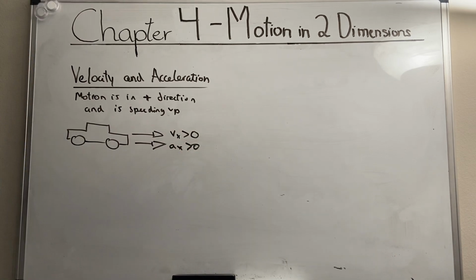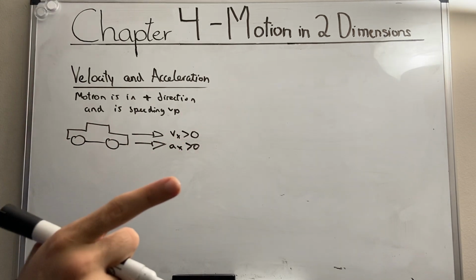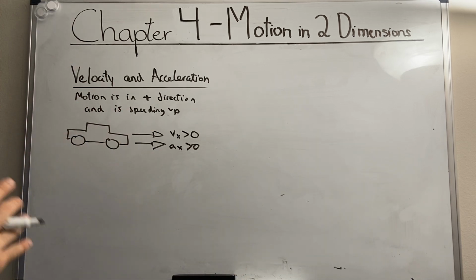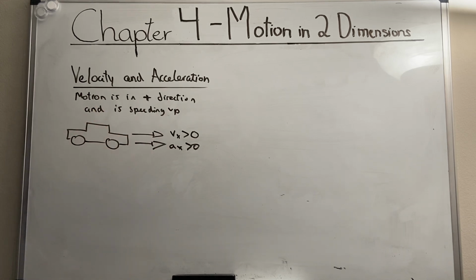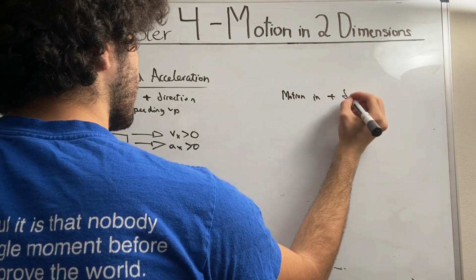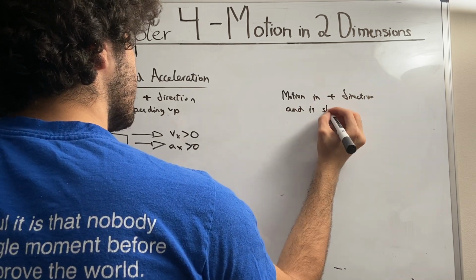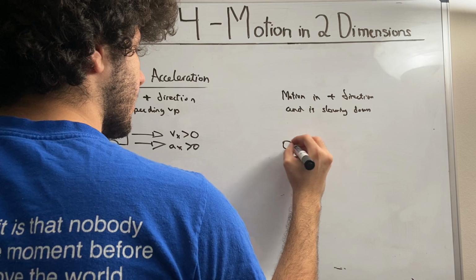So if the motion is in the positive direction and the car is speeding up, then we know that both the acceleration and the velocity are going to be pointing in the positive direction, and they're both going to be positive, of course. That's what's going to lead the car to accelerate. Now, if we have motion in the positive direction and the car is slowing down, then we have a slightly different scenario.